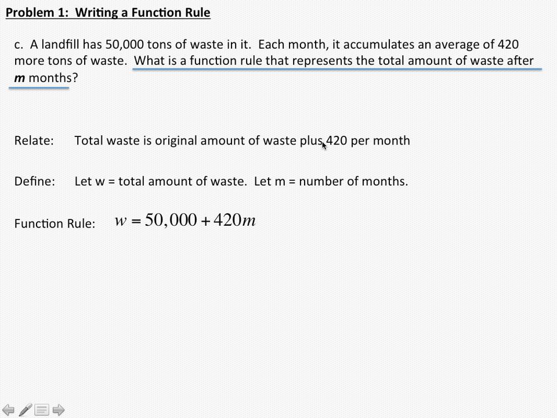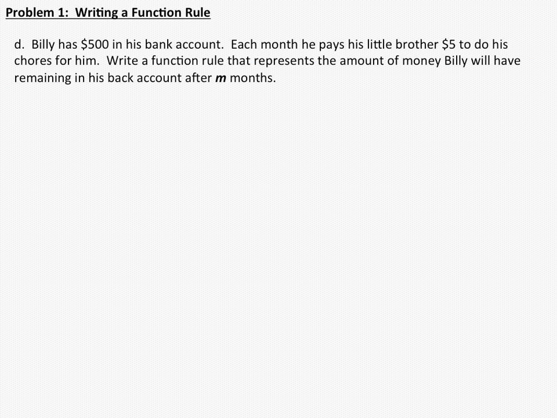Okay, so as long as you can break it down and then define your variables, I think it's pretty easy to write your equation or your function rule. Billy has $500 in his bank account. Each month he pays his little brother $5 to do his chores for him. Write a function rule that represents the amount of money Billy will have remaining in his bank account after m months.